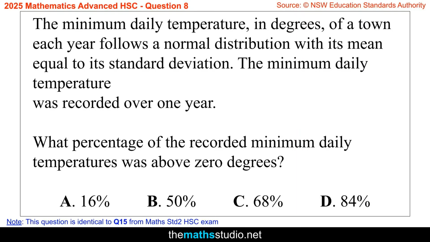Question 8. The minimum daily temperature in degrees of a town each year follows a normal distribution with its mean equal to its standard deviation. The minimum daily temperature was recorded over 1 year. What percentage of the recorded minimum daily temperatures was above 0 degrees?